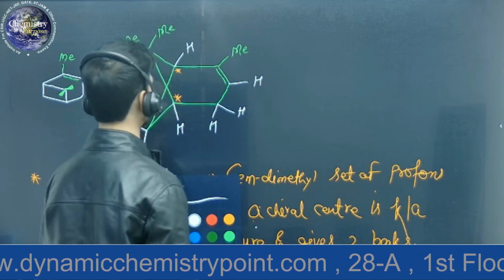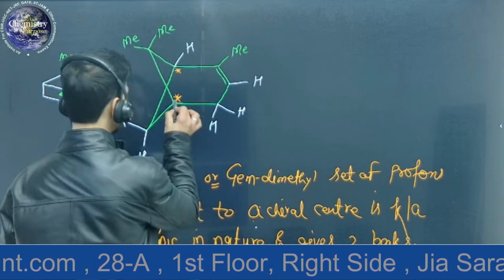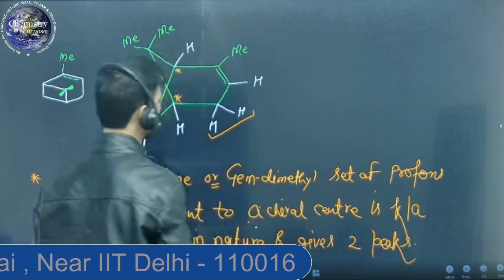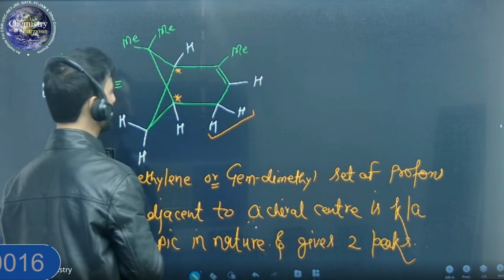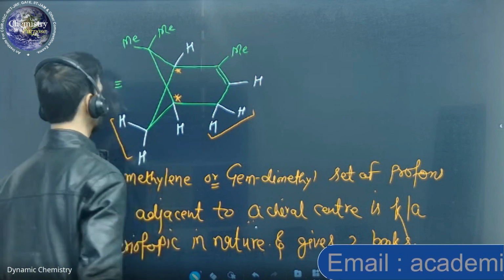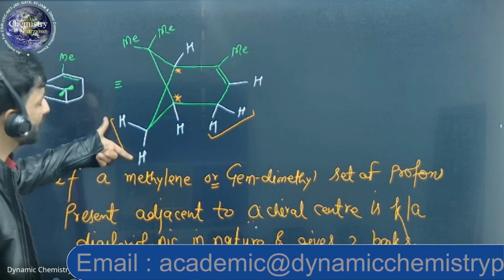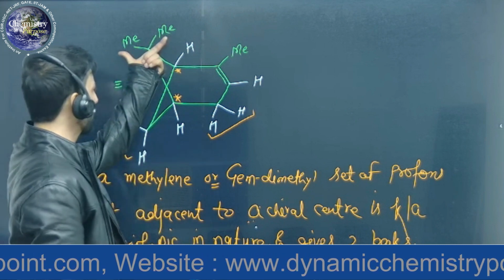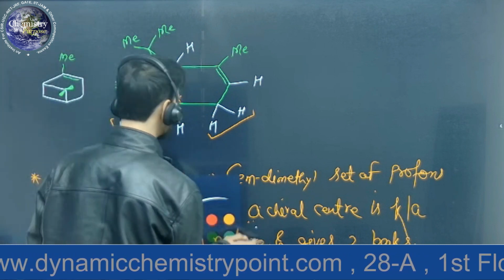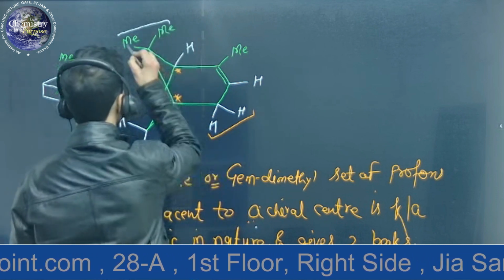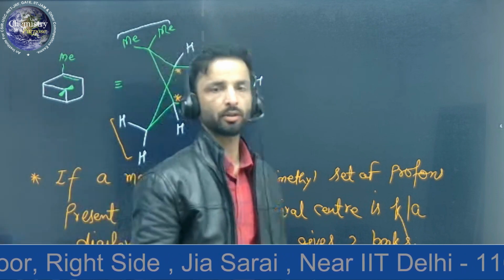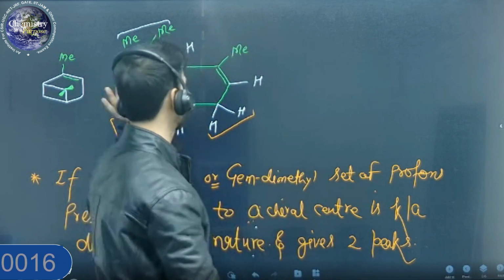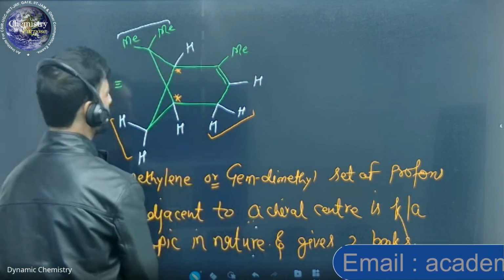So let's talk about the number of signals. Ultimately, our question is the number of signals. This one is the chiral center and this methylene is adjacent to a chiral center, so logically it is diastereotopic in nature. This methylene set of protons is also diastereotopic in nature, and this gem-dimethyl group is also diastereotopic in nature. So find out the set of protons adjacent to a chiral center that is diastereotopic in nature.